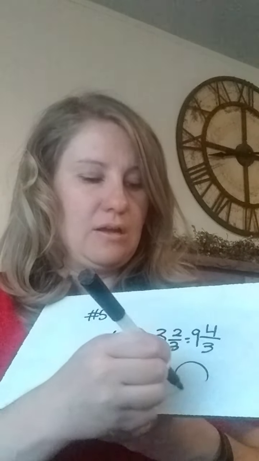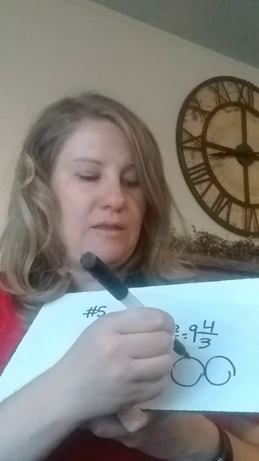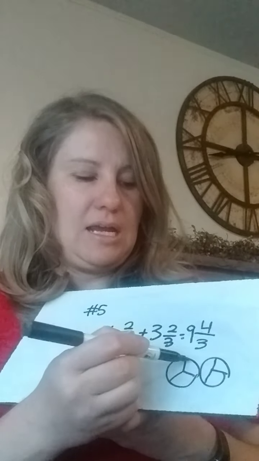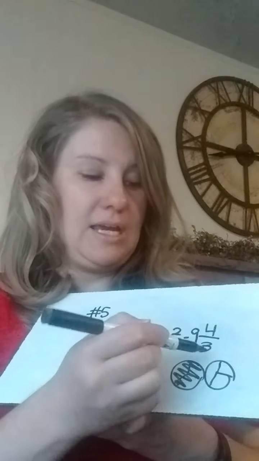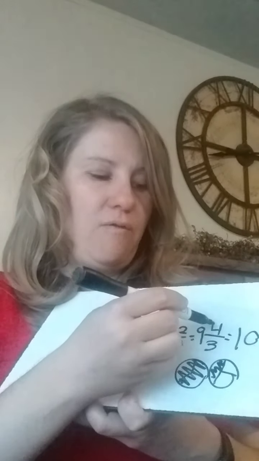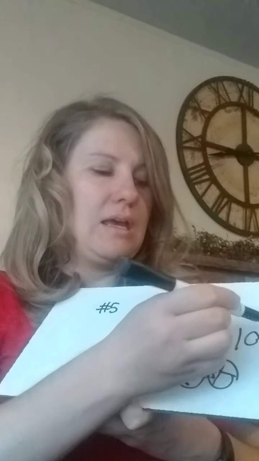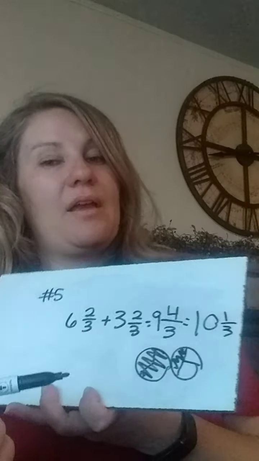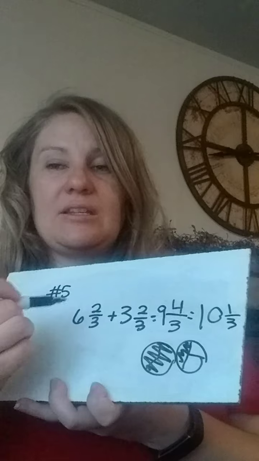So if I have 2 cookies here, and they're divided into thirds, and I eat 3, so there's our whole cookie, and then 1 more is what's left. So we'll jump up to 10, and then what is 4 minus 3? 1 left. So our last one is 10 1/3. 10 1/3 is our last one.